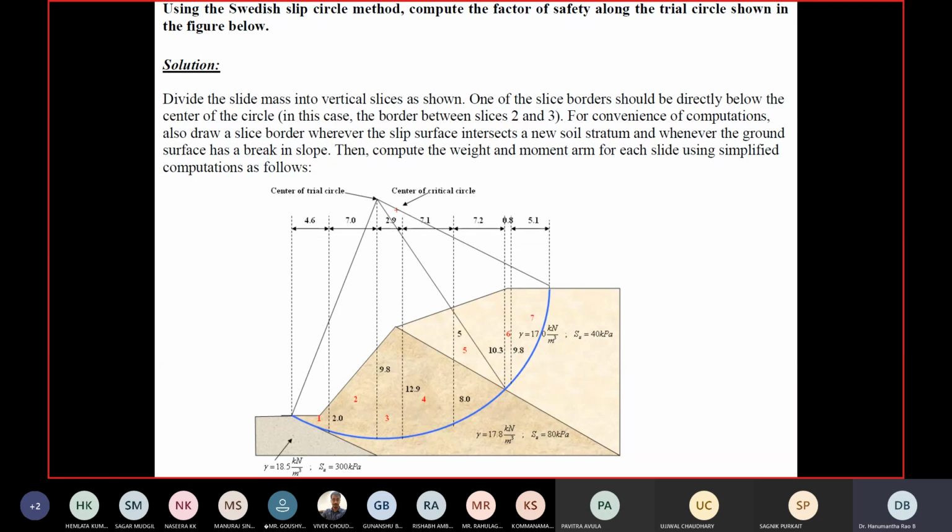So just note down another sum. Using the Swedish slip circle method, compute the factor of safety along the trial circle shown in the figure below.